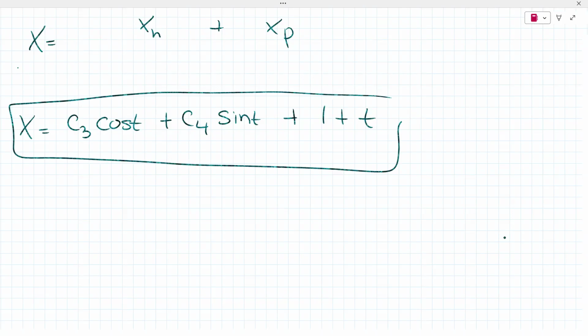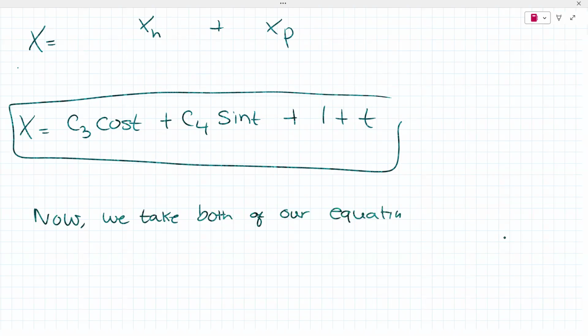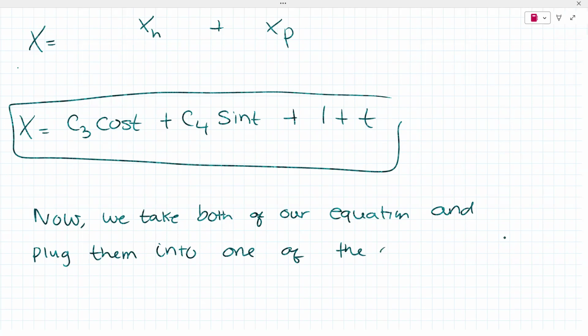So now we've got to take both of our solutions and plug them into one of the original equations and simplify to solve for your C3 and your C4.